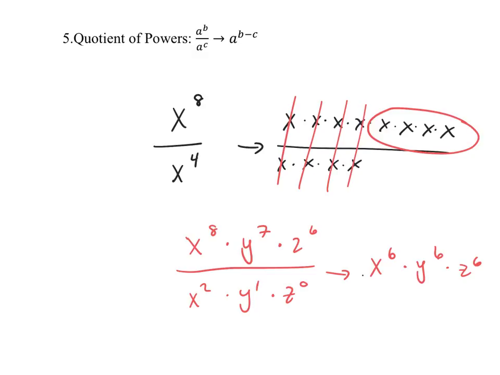All 3 of these are the 6th, because again, with 8 and 2, 2 of them cancel with 2 of them, leaving 6 behind. With 7 and 1, one of these y's cancels with one of these, leaving 6 behind. Well, how many z's are in the bottom, really? None. Z to the 0 means there are none actually there. Anything to the 0 is just 1. There are no z's down here to cancel up here, leaving all 6 behind.